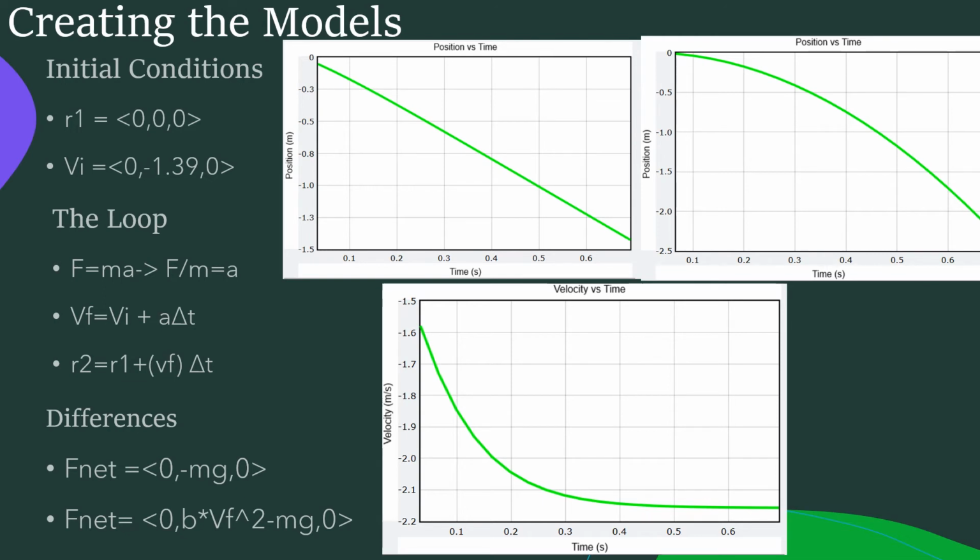If I change the graph of the model with drag to be a velocity time graph, we can see the effect of drag. Because drag increases exponentially as velocity increases, the object accelerates due to gravity, but slowly levels off. This maximum velocity due to drag force is called terminal velocity. The model without drag does not have a terminal velocity because no force counteracts gravity, so it will keep accelerating downwards forever.